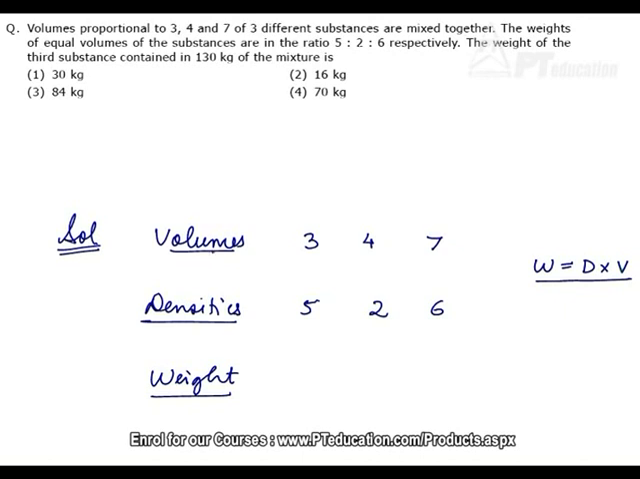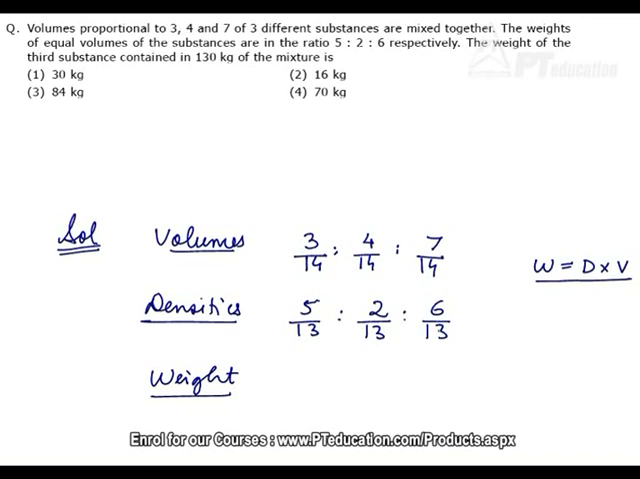So volumes 3, 4, 7. How much is the total? 3 plus 4, 7 plus 7, 14. So the volumes are in the ratio 3/14 is to 4/14 is to 7/14. Densities 5 plus 2, 7 plus 6, 13. So the densities are in the ratio 5/13 is to 2/13 is to 6/13.